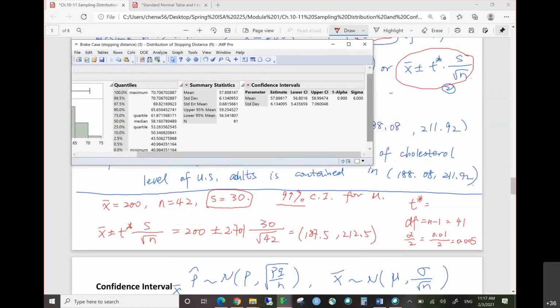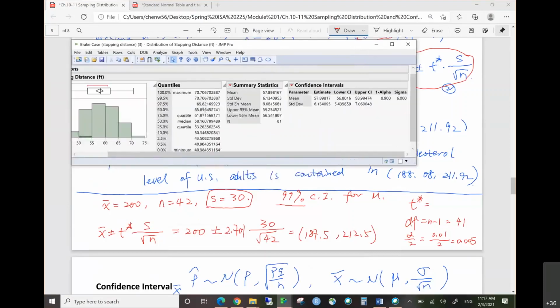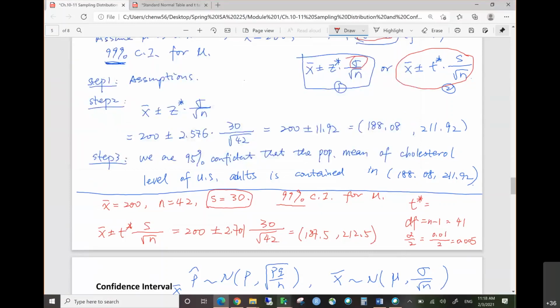Then JMP will generate another column called confidence intervals. This is a 90% confidence interval, 1 minus alpha, with the population standard deviation sigma equal to 6, giving the lower and upper limits of the confidence interval for the mean. You will see there is a difference between the default and the one we created. This is the way you get the confidence interval.